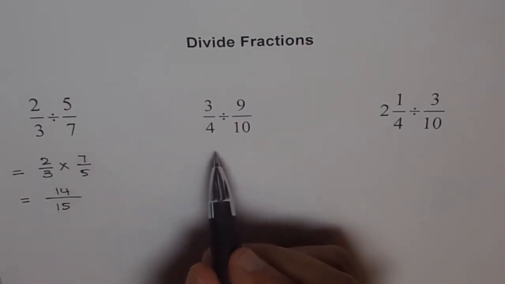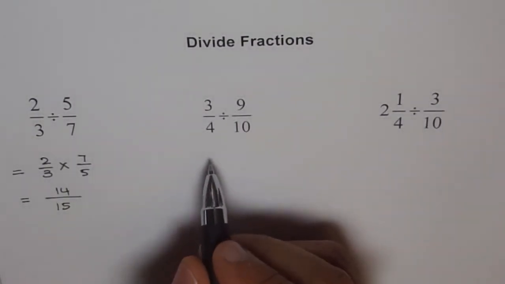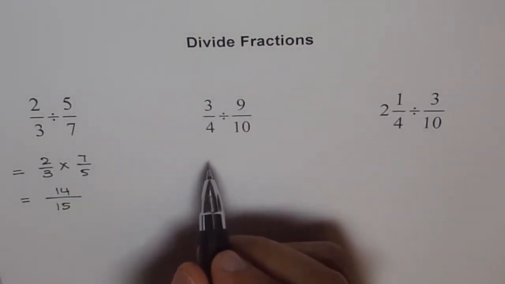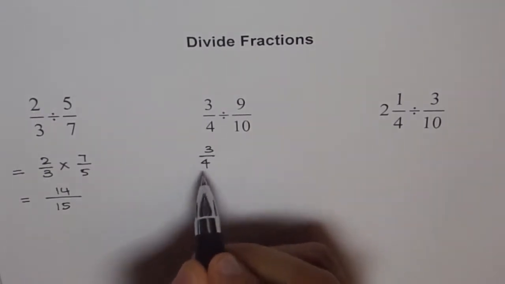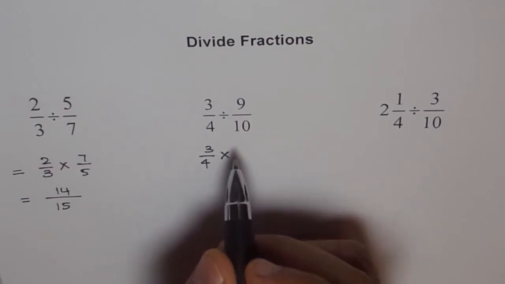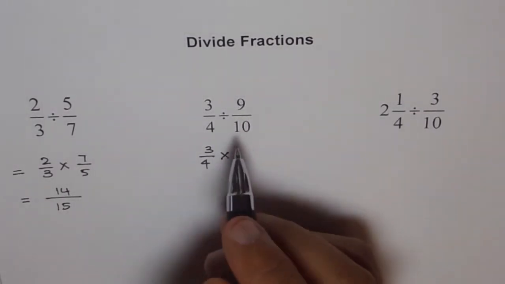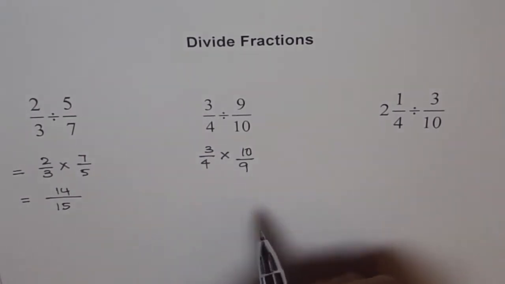Let's do the same thing here. This time you do it before me, okay? And check whether I'm doing it correctly or not. Here we have 3 over 4, so write the first term as it is. And with divide, you will write multiply with the reciprocal. So flip it. 10 goes on the top and 9 comes in the denominator.